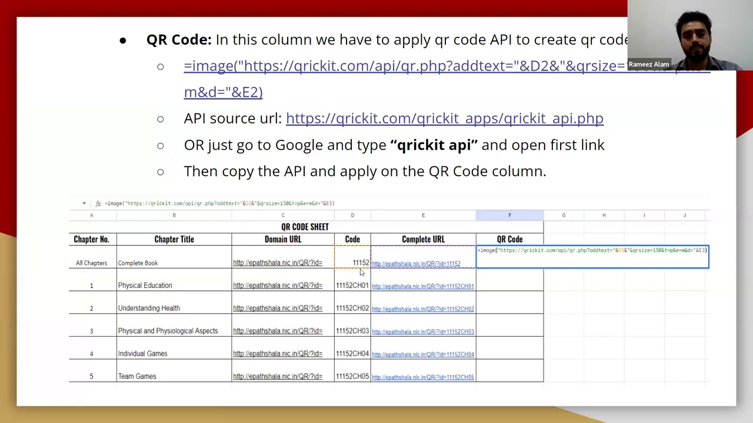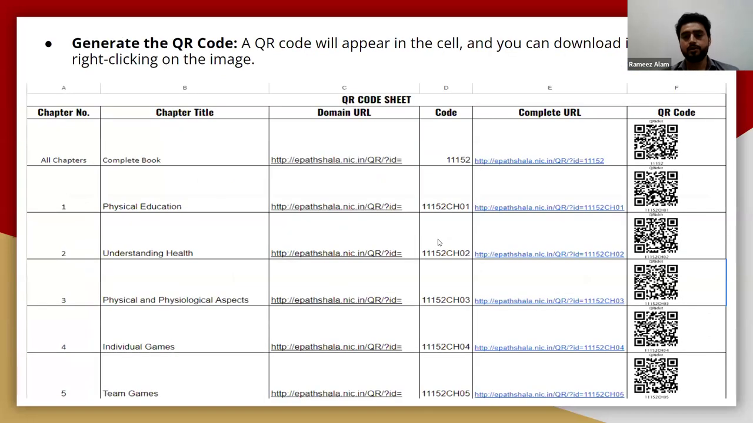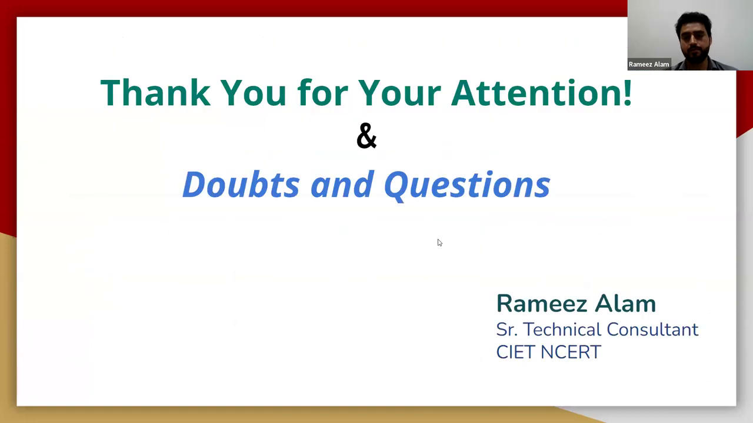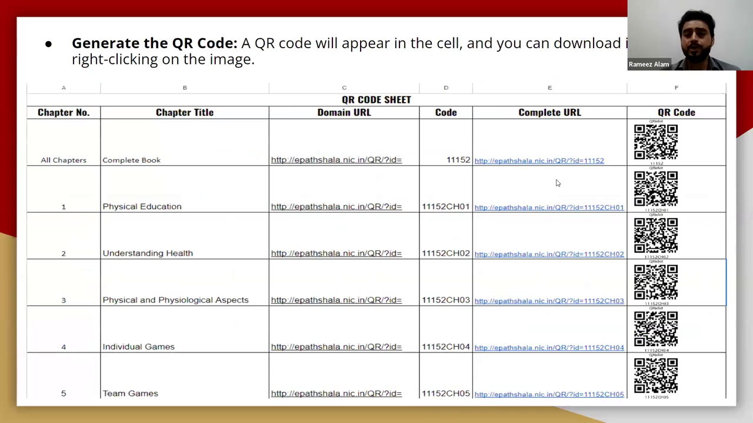Then the code. This is the code for NCERT textbooks. Then the complete URL. For the complete URL, I need these two columns, column C and column D.